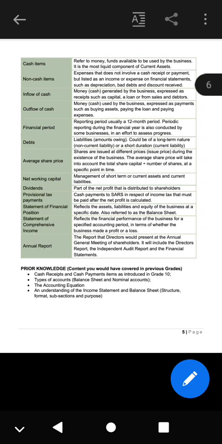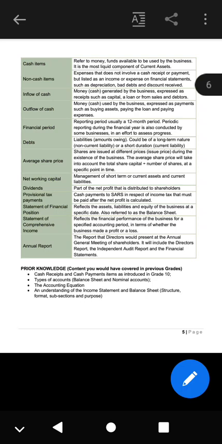Net working capital. Okay, working capital is actually comprised of current assets and current liabilities. Okay, dividends, we know that this is compensation that is given to the shareholders for the money or the capital that they invested in companies. Provisional tax is cash payment to SARS in respect of income tax that must be paid after the net profit is calculated.